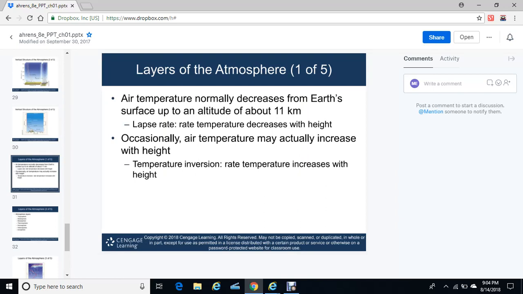Now, air temperature is normally going to drop, or decrease, from the Earth's surface up to an altitude of about 11 kilometers. We generally determine the temperature by looking at what's known as the lapse rate, and this is the rate the temperature will change with height. In this case, it is normal for air temperature to drop as you go up, away from the ground, into the atmosphere. Now, there are occasional cases where the air temperature may actually increase, or get warmer, with altitude. In that case, that's known as a temperature inversion. The rate the temperature increases with height is the temperature inversion. We'll go into a couple of different methods of how this happens as we progress through the course.